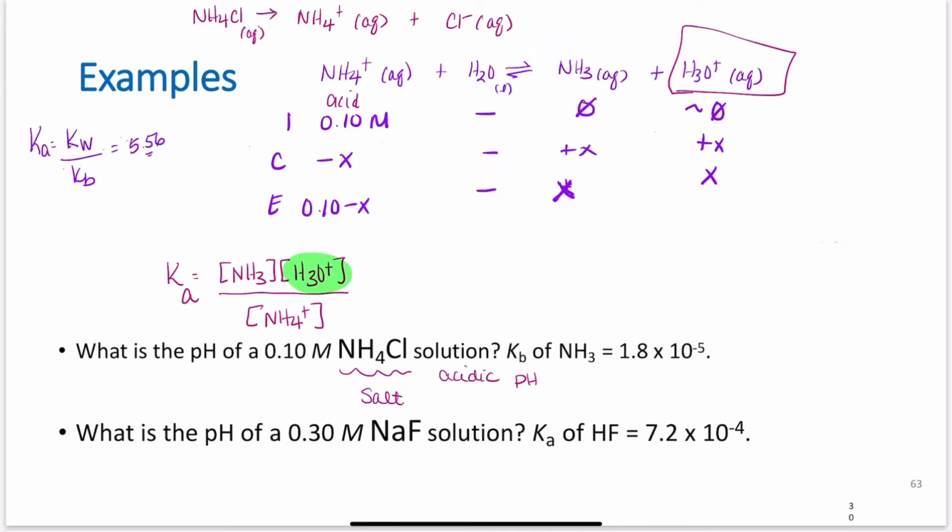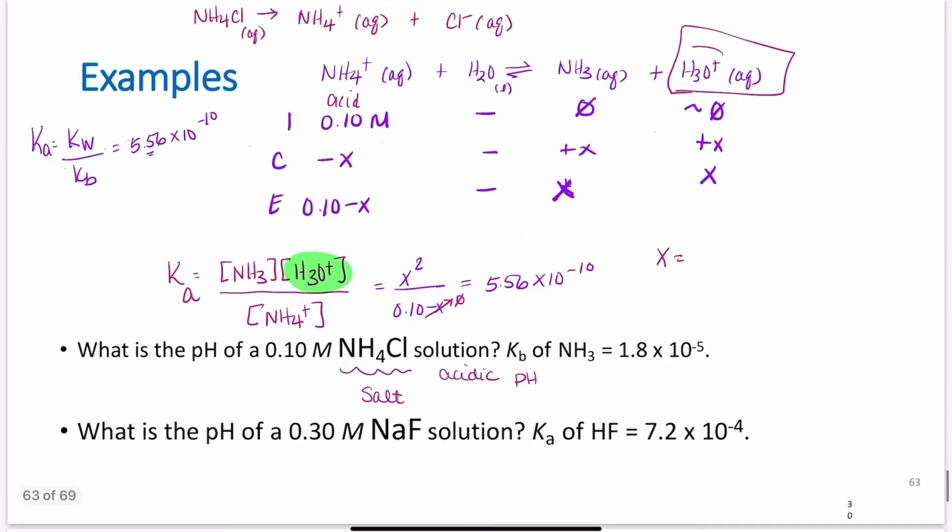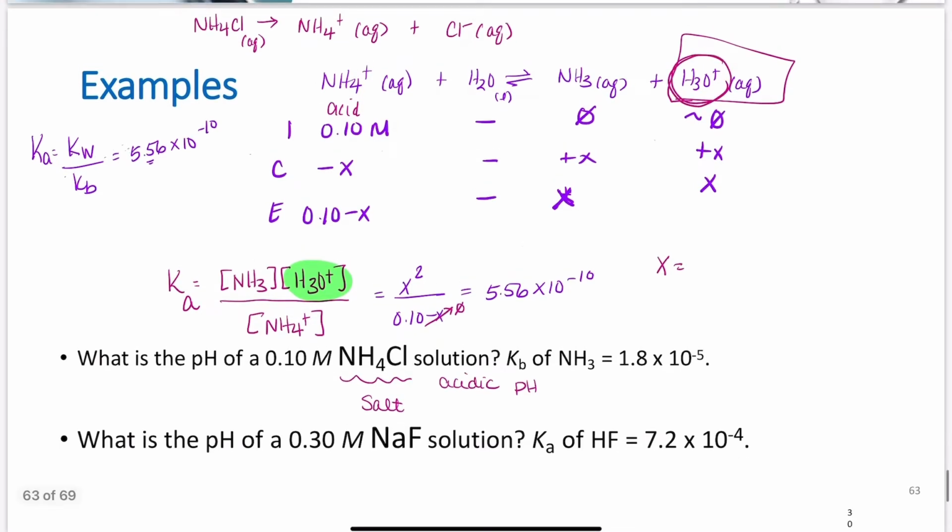I'm going to write 5.56 just so I don't lose precision in my answer, but 5.56 times 10 to the minus 10. So solve for your Ka value, and you're going to find it to be this value. We know this is equal to x squared over 0.10 minus x, and this equals 5.56 times 10 to the minus 10. I'm going to ignore this x, assume it goes to 0. That Ka value is very, very small. Okay, and when I determine the value of x, remember x again equals the concentration of hydronium ion at equilibrium.